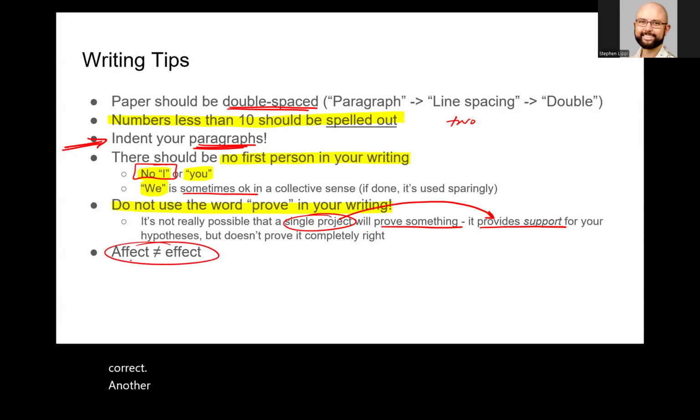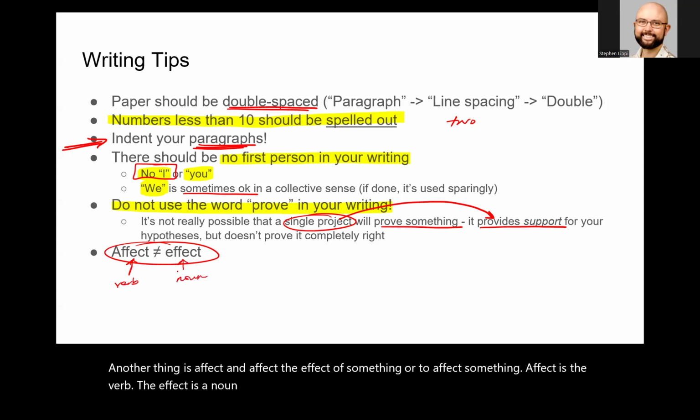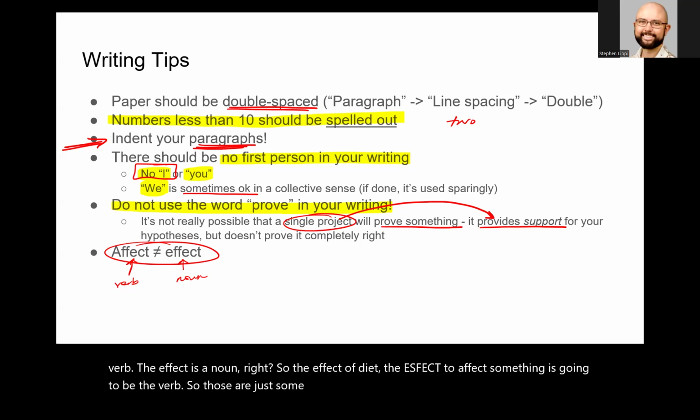Another thing is affect and effect. The effect of something, or to affect something. Affect is the verb. Effect is a noun, right? So the effect of diet, E-F-F-E-C-T, to affect something is going to be the verb. So those are just some general writing tips that should help you out as you're piecing together your discussion section, but also as you're piecing together your final paper.